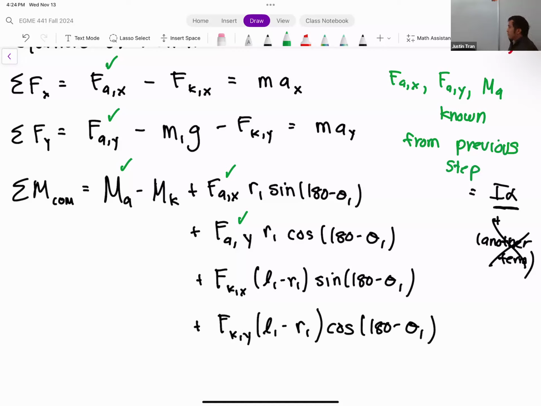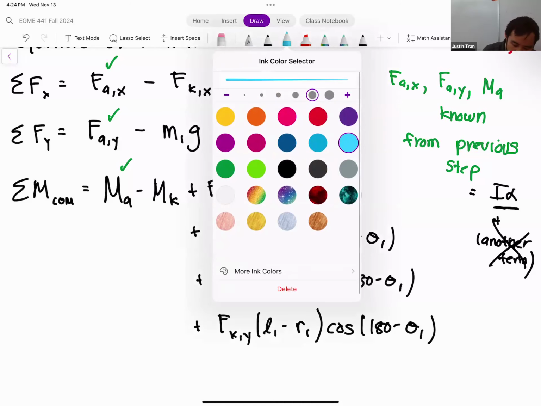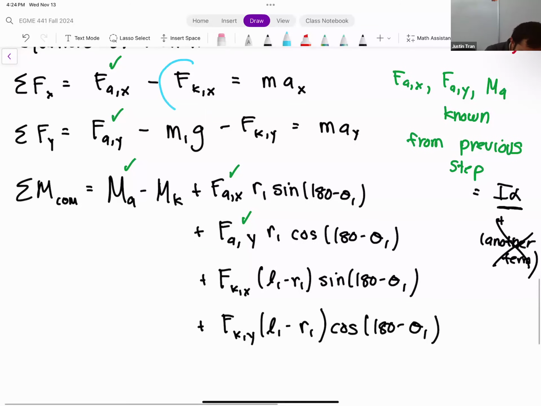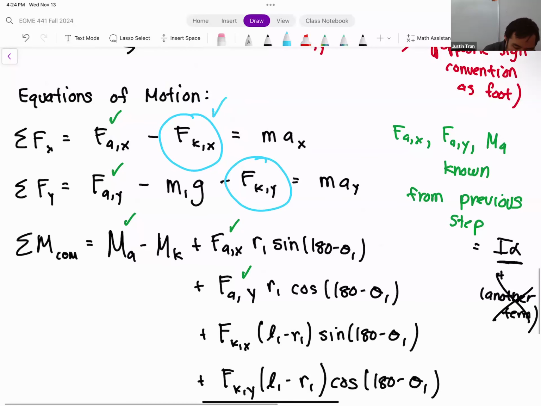Okay. And so we only have technically 3 unknowns in this equation. So our 3 unknowns are FKX and FKY. Okay. And hopefully you can see from here that FKX and FKY kind of appear by themselves in the force equations. And so you can use these equations to solve for FKX and FKY.